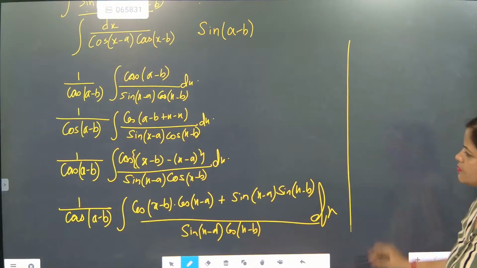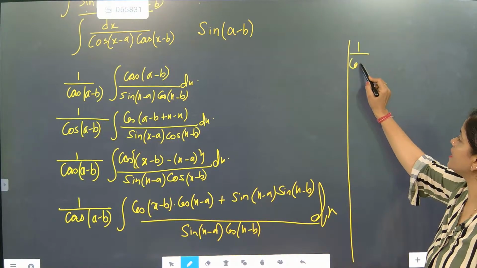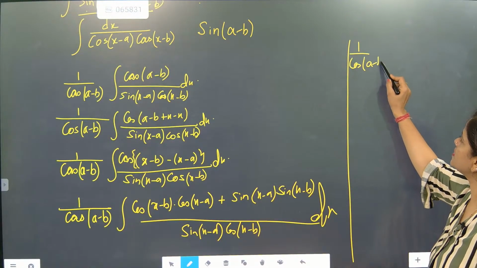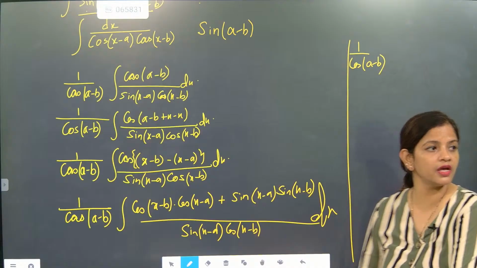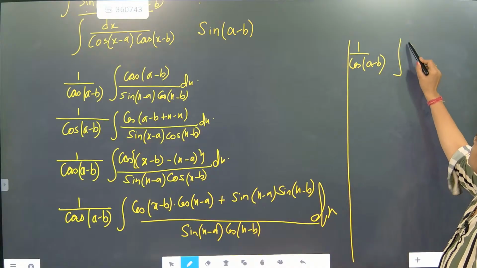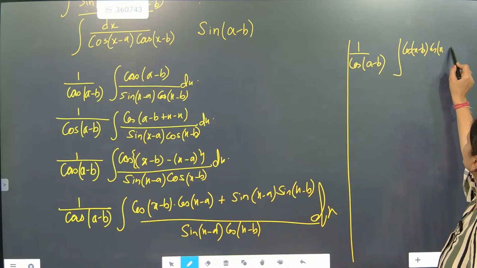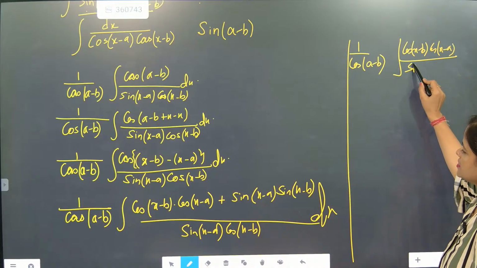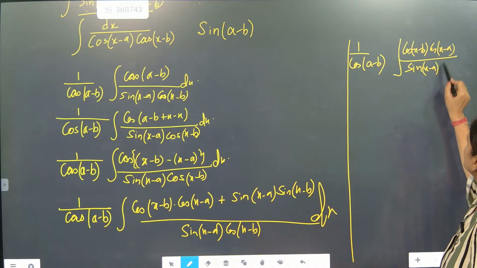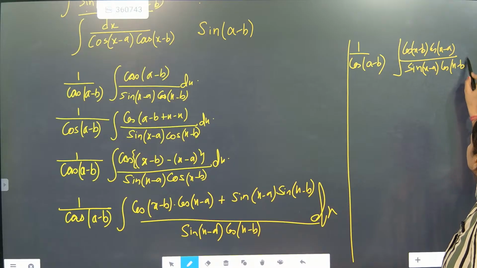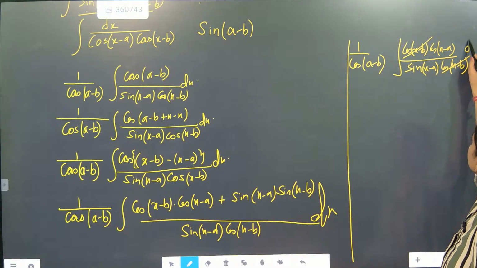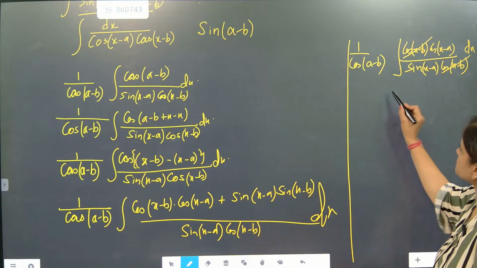This is one of the most important questions. Again and again I am telling, in all the schools for revision they have given this as an important question. Okay. Now separate this one out. It will become cos of (x minus b) cos (x minus a) by sine (x minus a) cos (x minus b). So cos (x minus b) got cancelled.